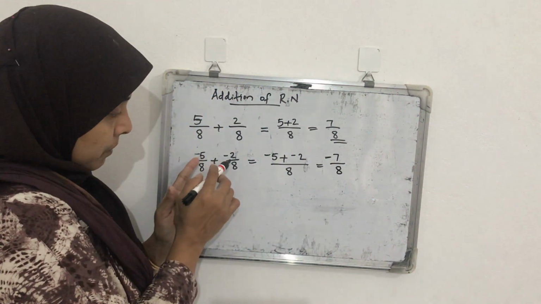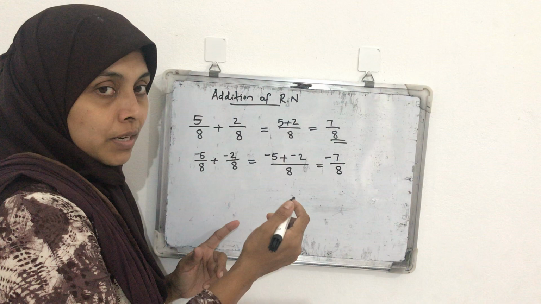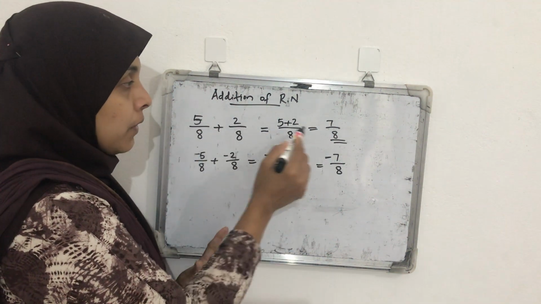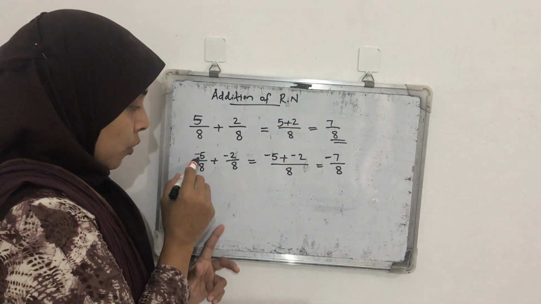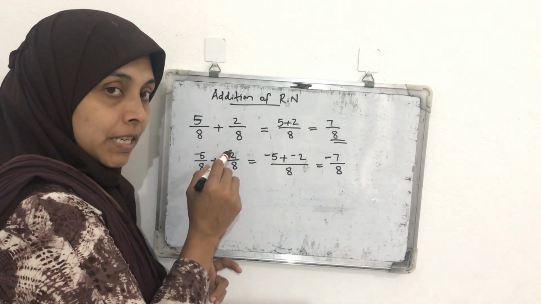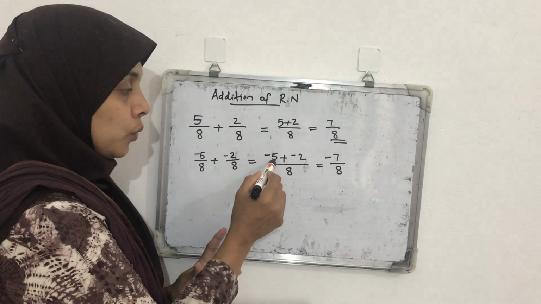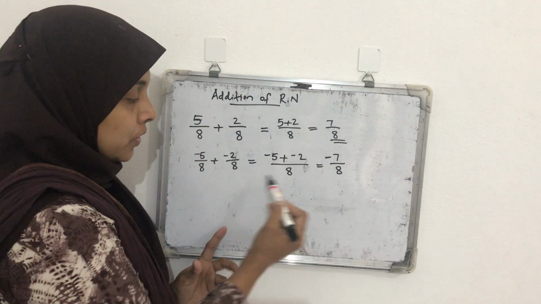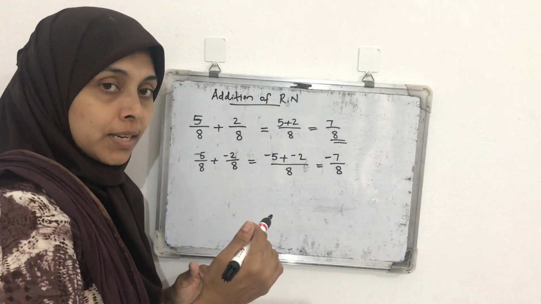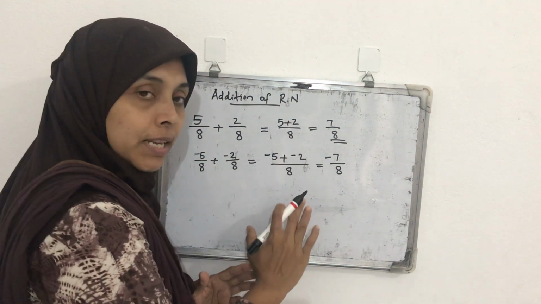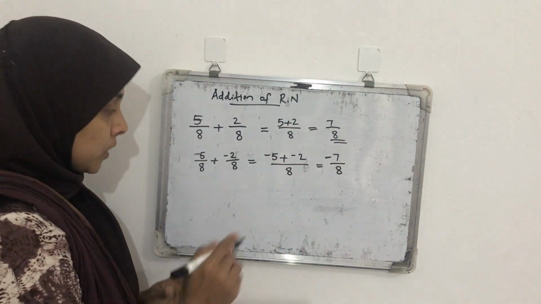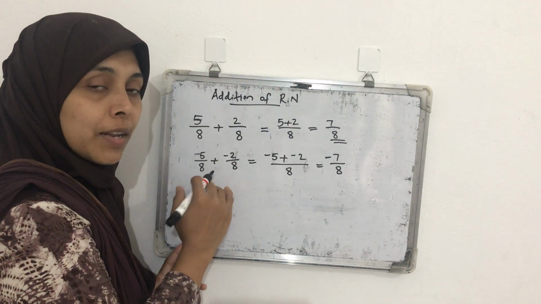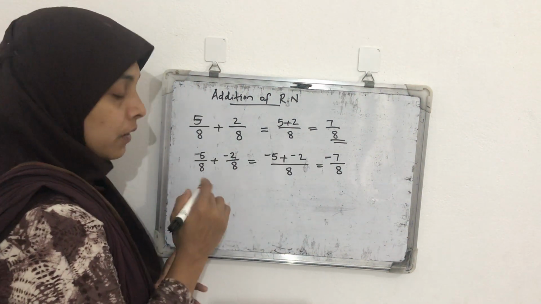Here both are positive, so 5 plus 2 we add, we get 7. Here both numerators are negative, minus 5 and minus 2. Minus 5 plus minus 2 we add, and we will get minus 7 by 8. In both cases the denominators are the same, so we can directly write the common denominator.